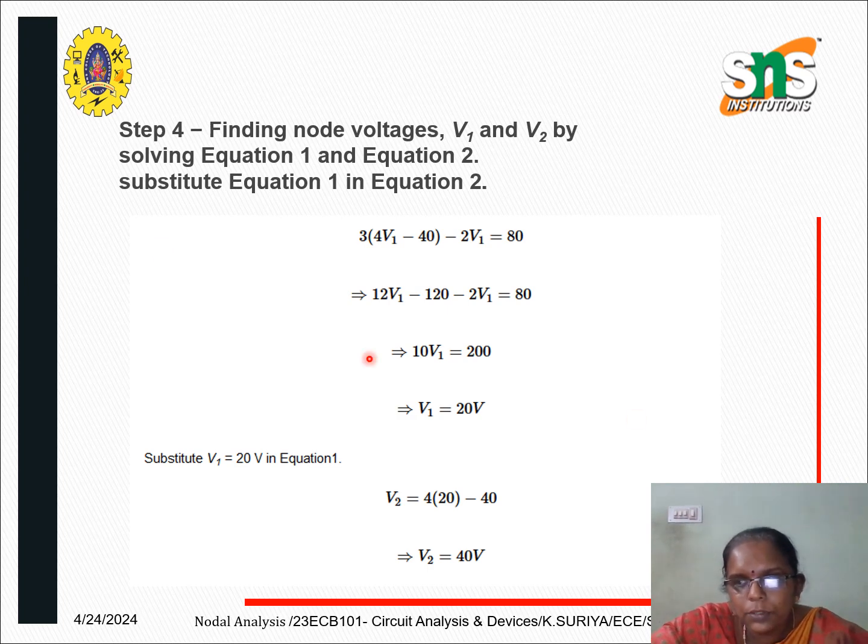Substitute one equation in the other. Substituting equation 1 in equation 2, you'll get V1 is equal to 20 volts. Substitute V1 in the other equation, and you'll get V2 is equal to 40 volts. So you have V1 is equal to 20 volts, V2 is equal to 40 volts.